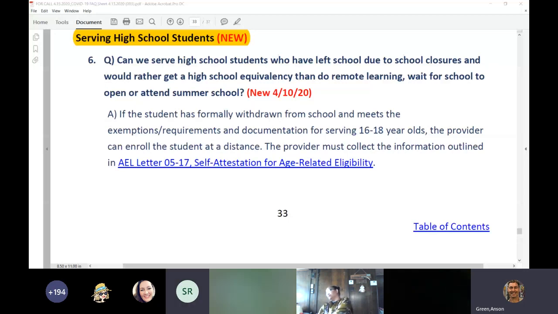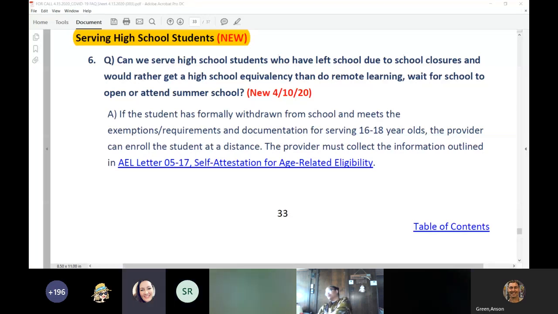Sergio, you there? Yes, just in regards to serving high school students, just really quickly, I know we already discussed the option for doing the self-attestation form, but are we basically saying that as long as the student says that they withdrew, even though they were enrolled for this semester, and the high school system may not be able to recognize that withdrawal immediately, we can still serve them as long as they say on the self-attestation form that they have?